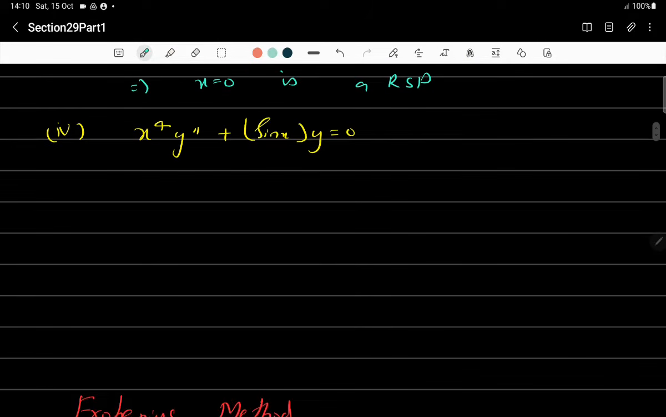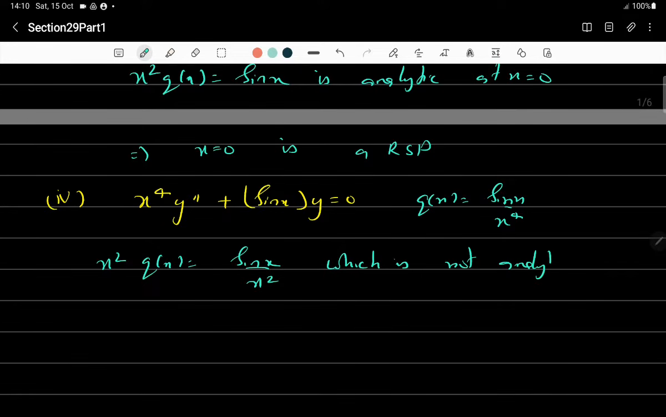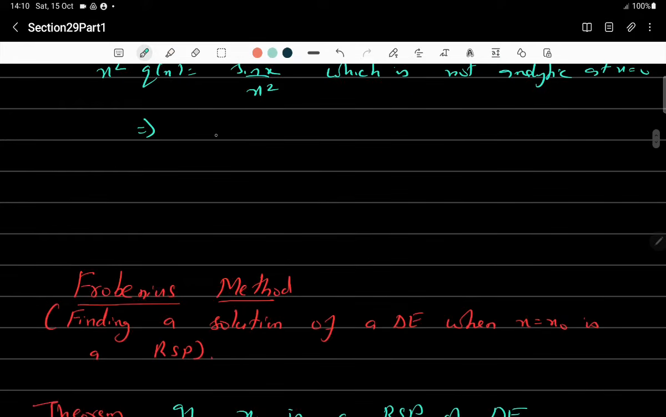And this is the last one. Here q of x is sin x by x raised to the power 4. So even x square q of x would be sin x by x square, which is not analytic at x is equal to 0, as we have just seen above. This implies x is equal to 0 is an irregular singular point.